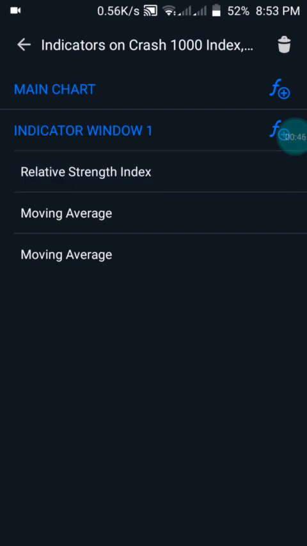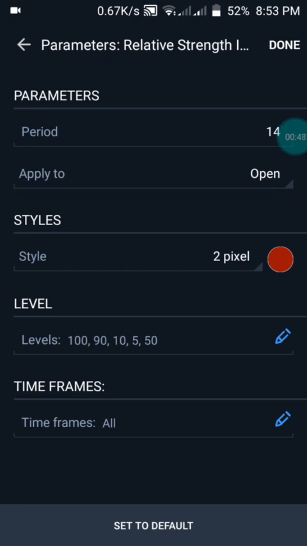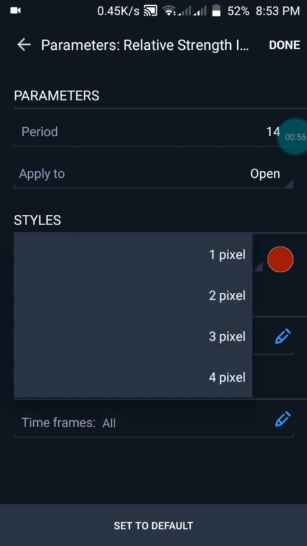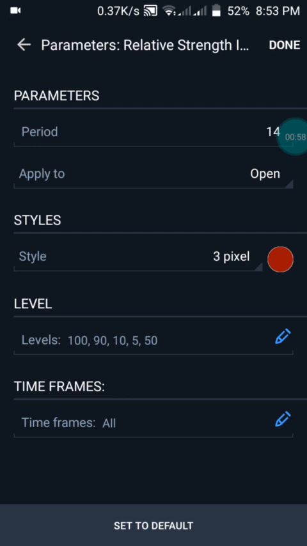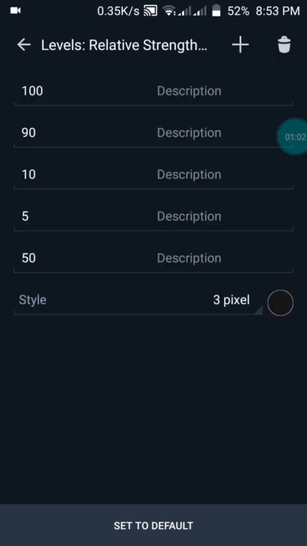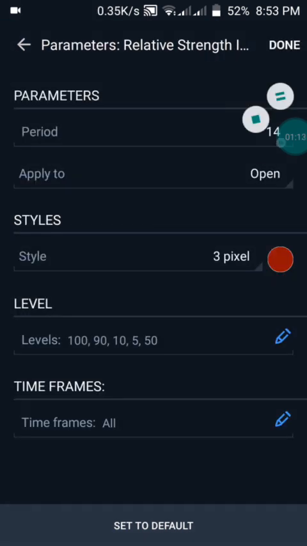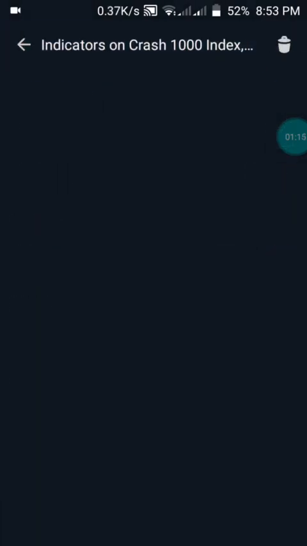We have the Relative Strength Index, with a period of 40, applied to open. We have our style in red color, and our pixel width is 3. Let's put it to 3. Then we have our levels: we have the level of 100, level of 90, level of 10, level of 5, and a level of 50. So these are the levels that we need to have.